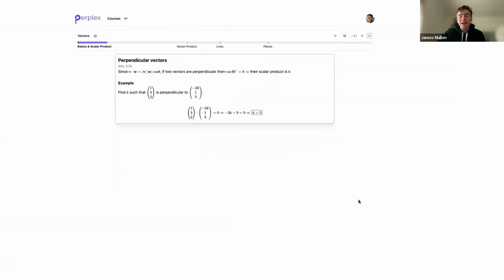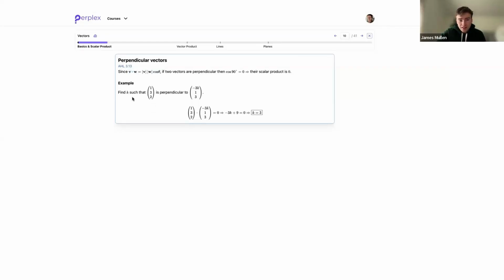Now, since we have this formula relating cosine of theta and the scalar product of two vectors, I can think about what happens when two vectors are perpendicular. Perpendicular means there's a 90-degree angle between the vectors, and the cosine of 90 degrees is 0. That means the scalar product of two vectors has to be 0, as long as the magnitudes are not 0. If the magnitude of a vector is 0, then there's no such thing as the angle between two vectors, so I can assume that neither of these is 0. But since cosine theta is 0, I must have v dot w equal to 0.